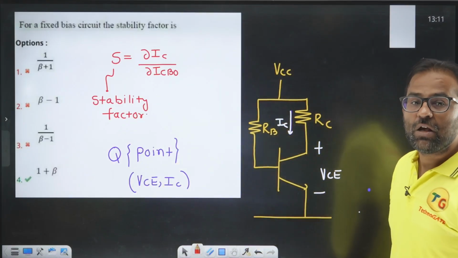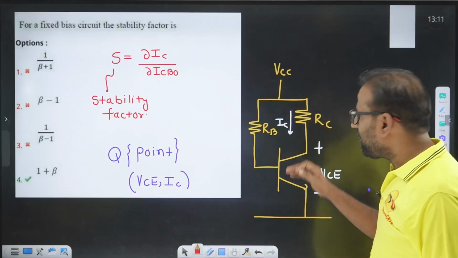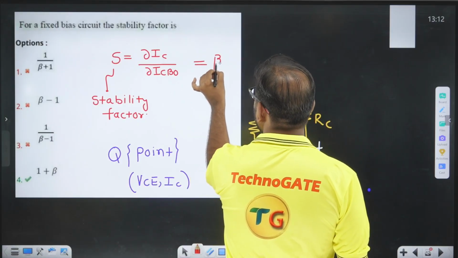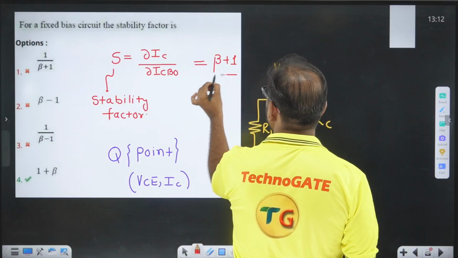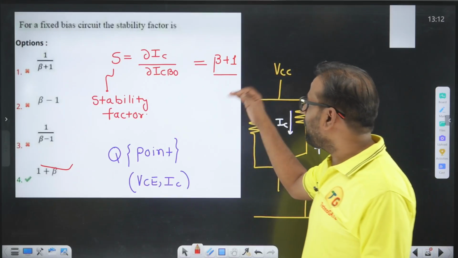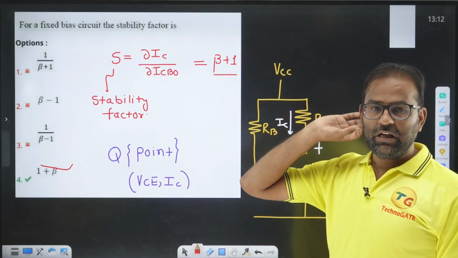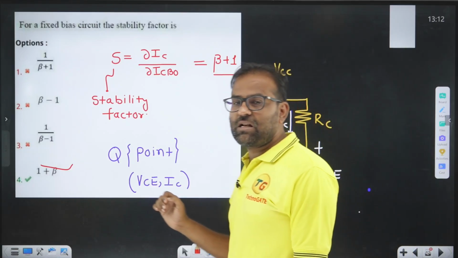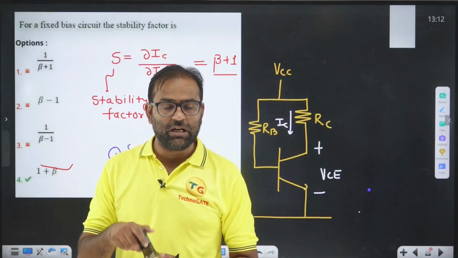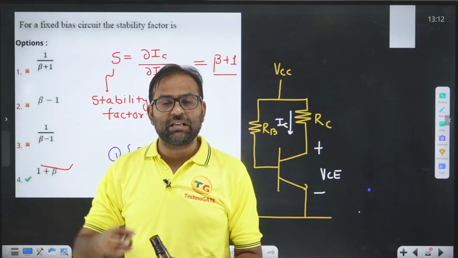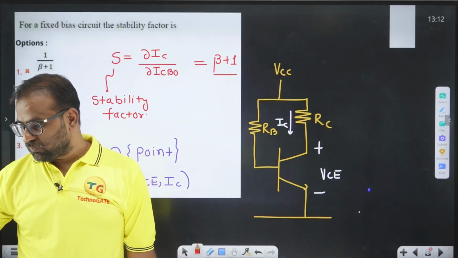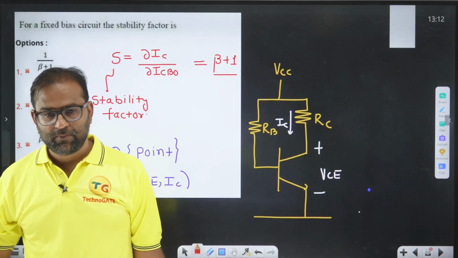And what we want to say, for the fixed bias circuit, when you calculate this value, it will be beta plus 1. Always remember this. So 1 plus beta is the correct answer. A high stability factor means the circuit's biasing is highly affected by the change in DC voltage, and it is a highly sensitive circuit to the DC. That's why we don't select this type of biasing scheme. Let's go to the next.